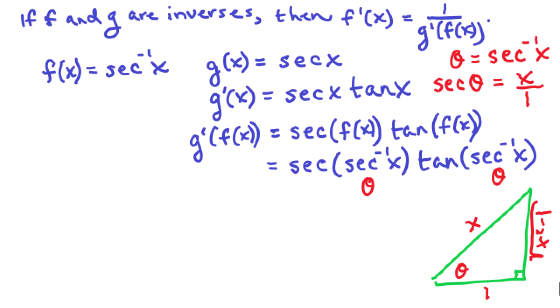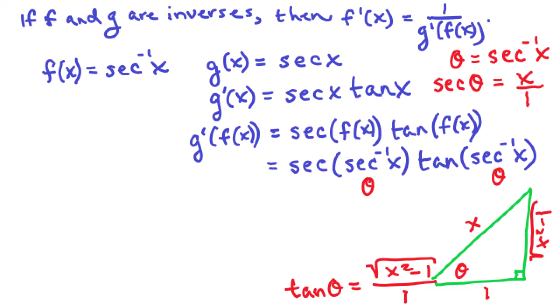Now in our formula, we want to find the secant of theta, but we already know that the secant of theta is x. We also need to find the tangent of theta. So recall that tangent of an angle is the opposite over the adjacent side. So in this case, the opposite side is the square root of x squared minus 1, and the adjacent side is 1. So tangent of theta is just the square root of x squared minus 1.